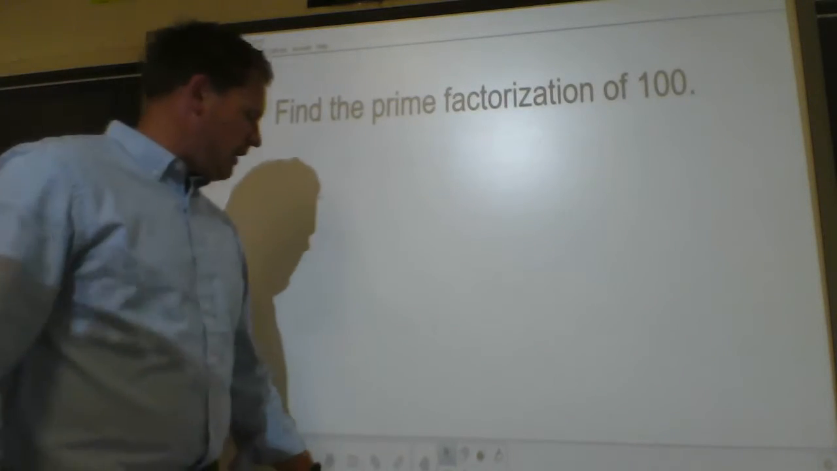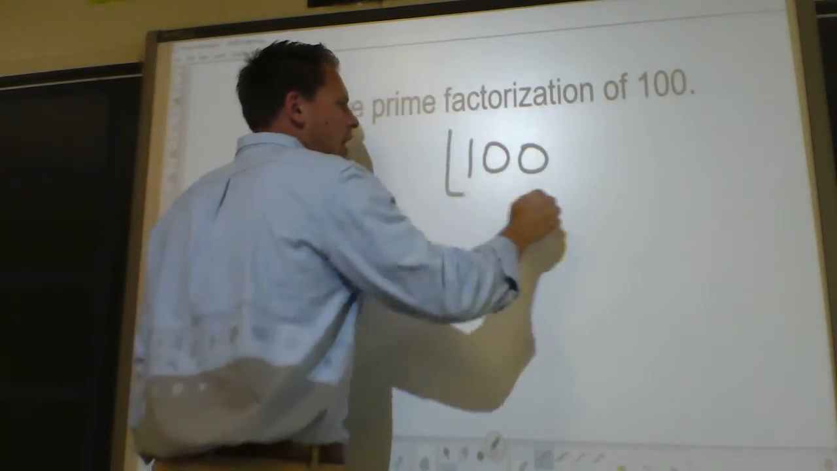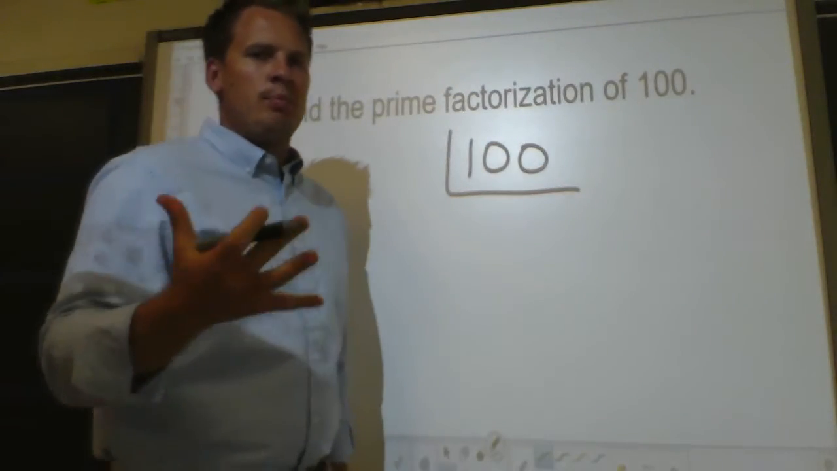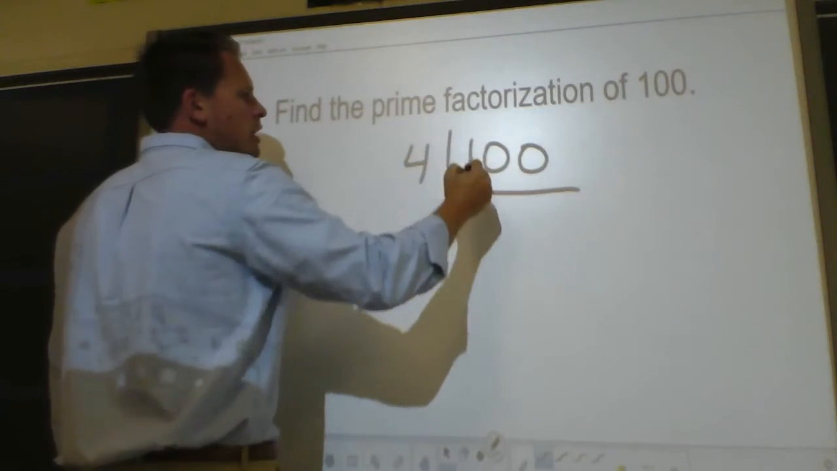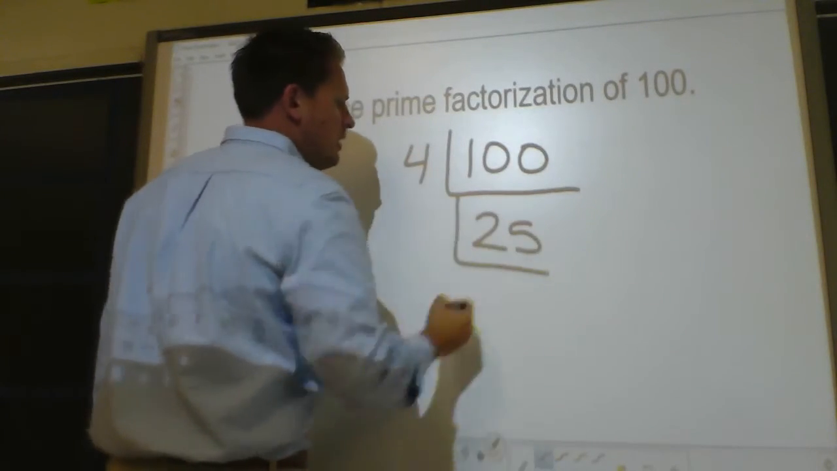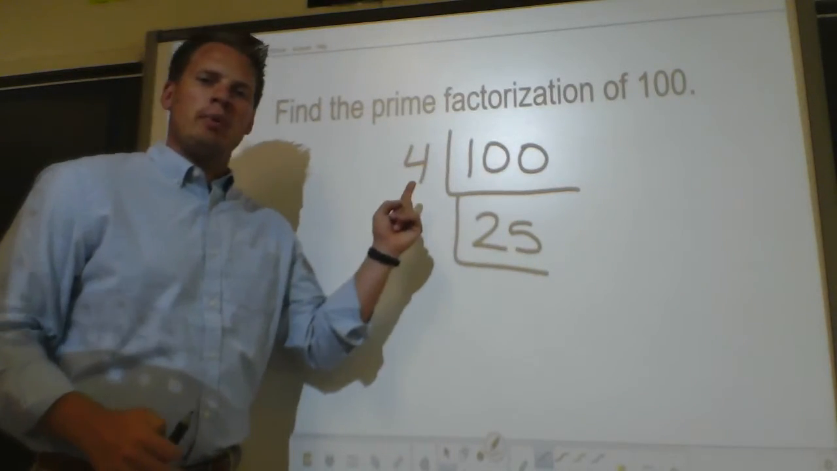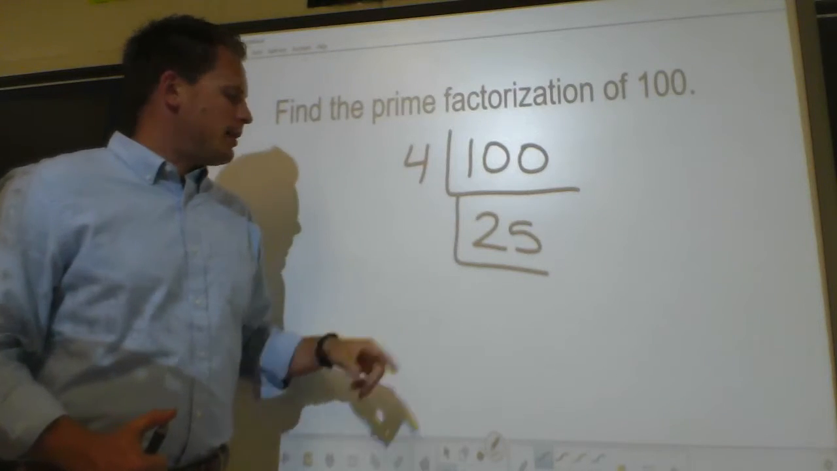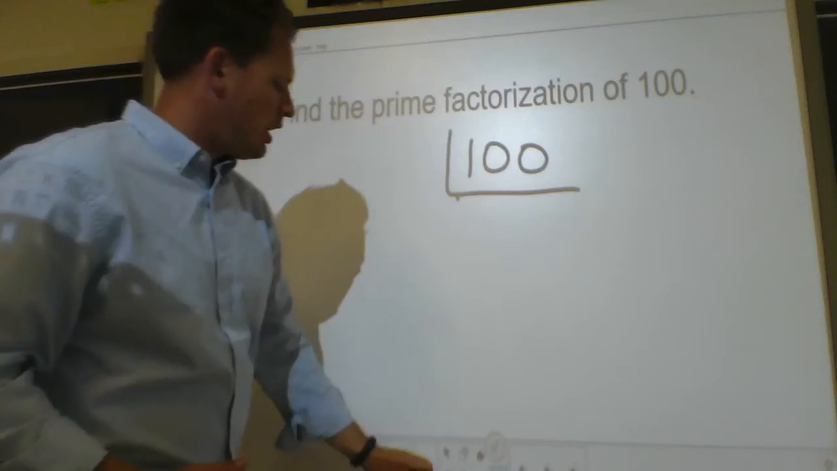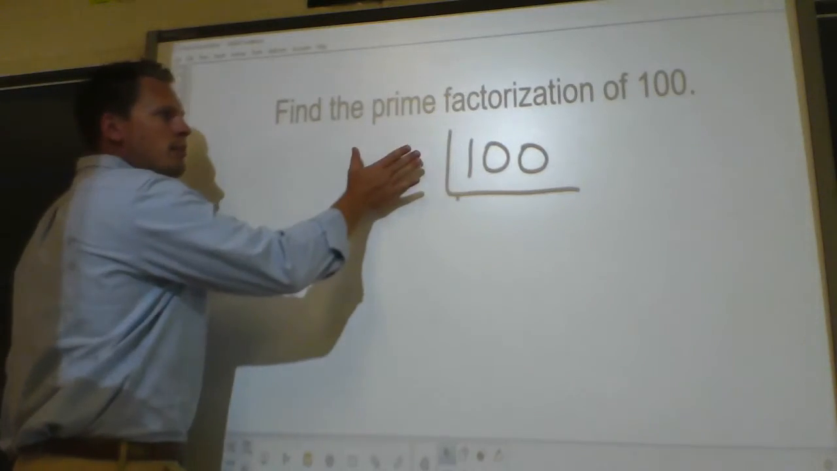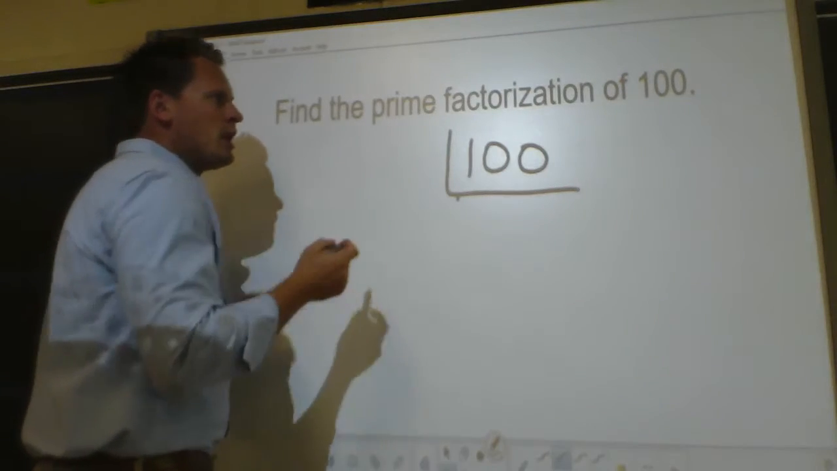Let's try another one. The prime factorization of 100. Okay, and I'm going to show you a mistake that people will do. Okay, people go, oh, 100, I know I can do it. 100 divided by 4 is 25. Okay, 25, and then they go from there. Is 4 a prime number? It's not a prime number. You can't pull out in the prime factorization, you can't pull out a composite number.